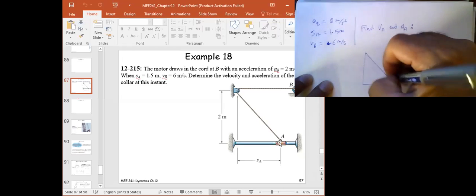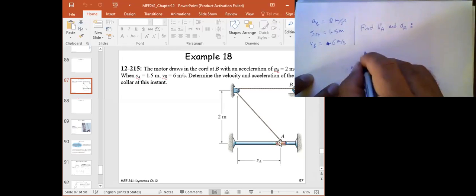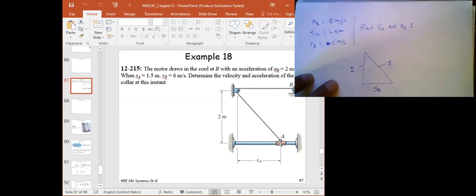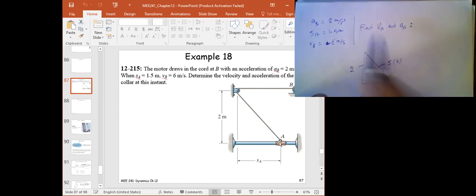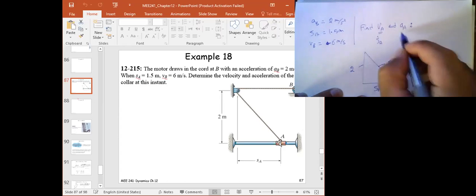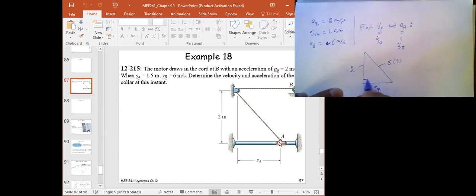We do the same as before. So this guy is 2 here, and basically here we have a chord. Let's call that distance S, and the distance is changing as a function of time. So this is S of T. This is SA, and we're trying to find VA, which is SA prime, and then AA is equal to SA double dot. And this angle is 90 degrees.